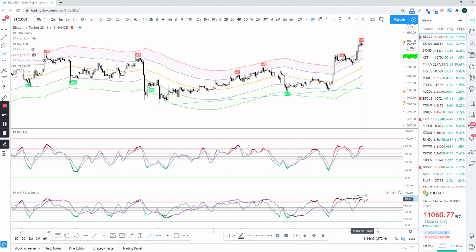Now, is it gonna find support again at the gray area and go back up? Who knows, right? That's where you look at the higher time frame. What does a 4-hour look like? 4-hour looks like it could potentially go for one more top.